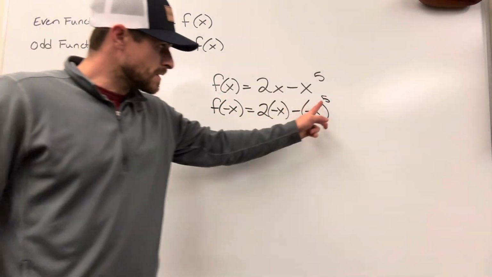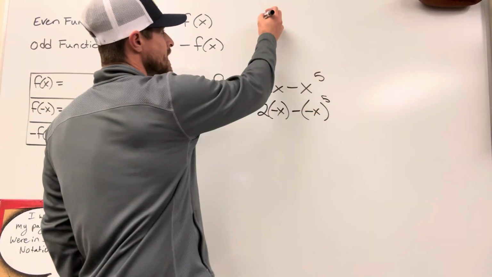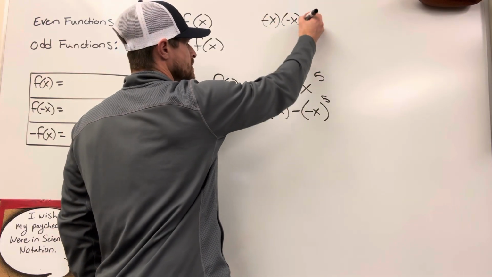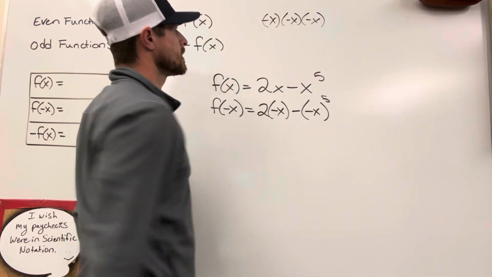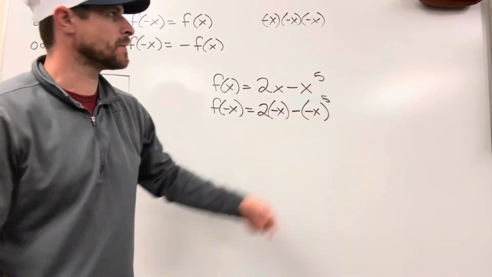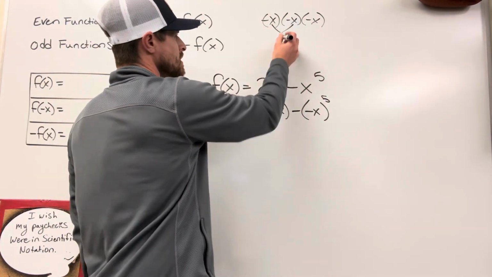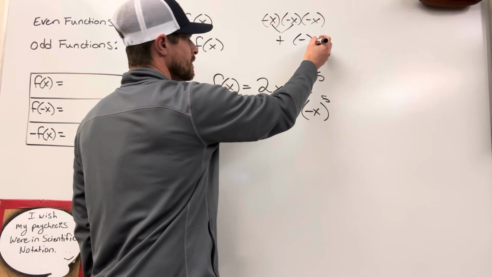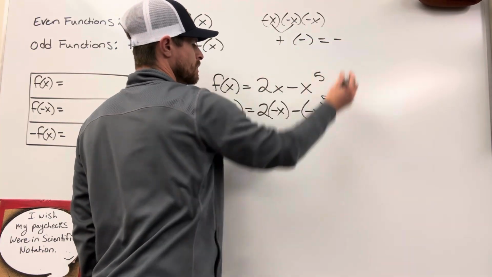Okay, 5 is an odd number, which means that when we take negative x and multiply it by itself an odd number of times, and just for the purpose of time on the video, I'm going to do 3 of them. 3 is an odd number just like 5. But what happens is a negative times a negative makes a positive, and then that positive times a negative is going to give us a negative result.